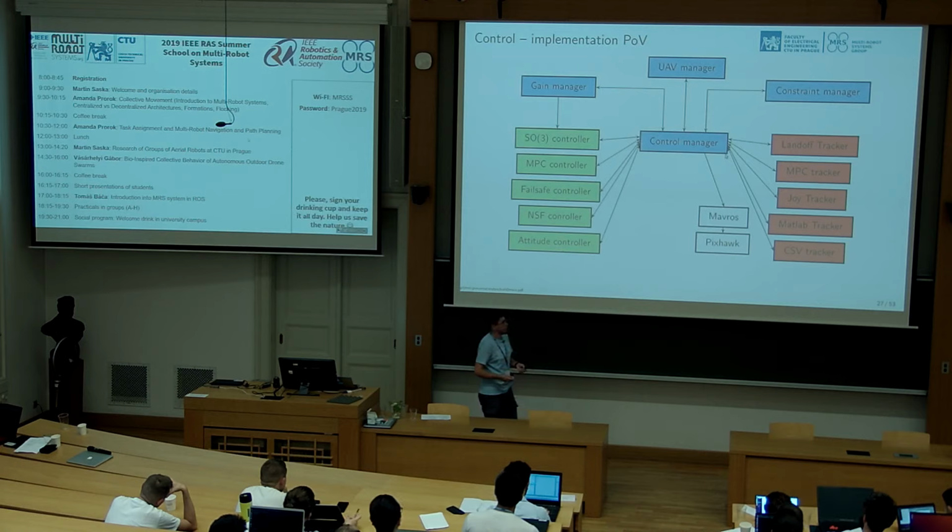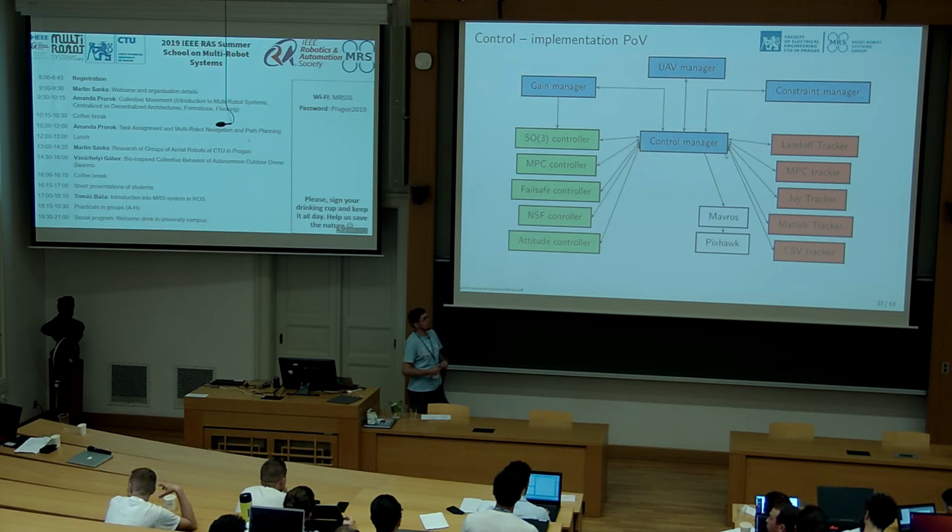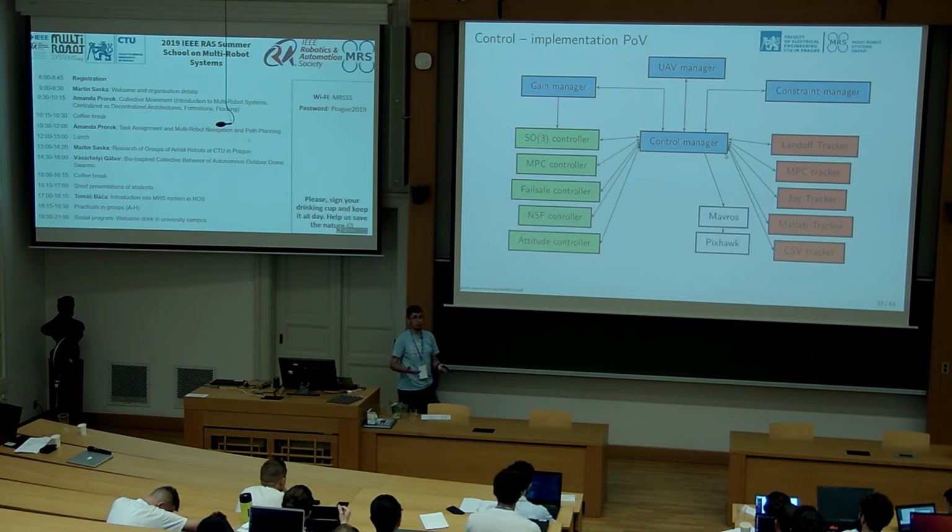When we fly outdoors and when we test some different sensors, it's important to be able to switch from, for example, the SO3 controller, which allows rapid aggressive maneuvers, to the MPC controller, which is robust and can deliver some good performance even when the odometry and sensor fusion goes crazy.